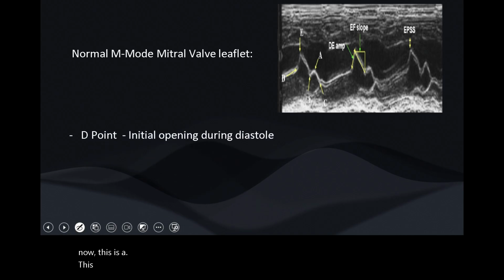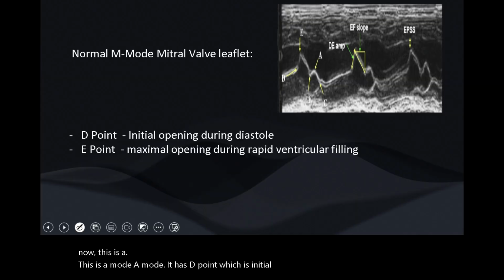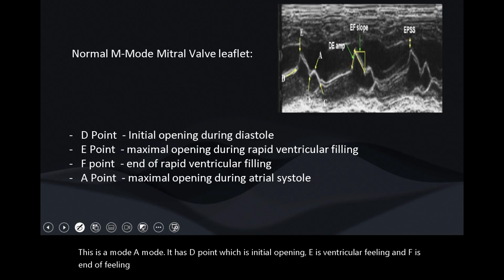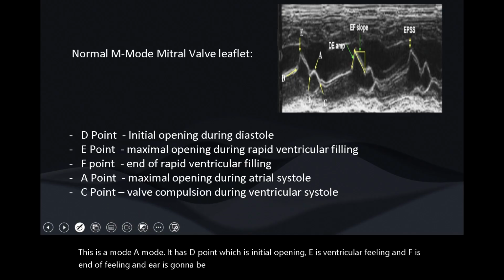M mode. M mode has a D point, which is the initial opening. E is ventricular filling, F is end of filling, A is going to be the systole, and C will be just the closure.